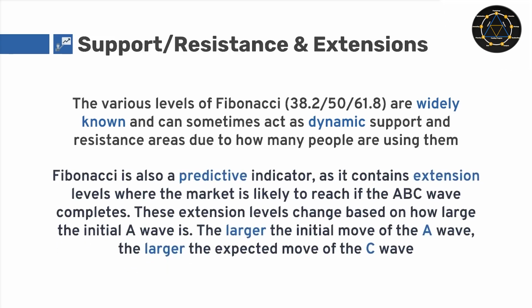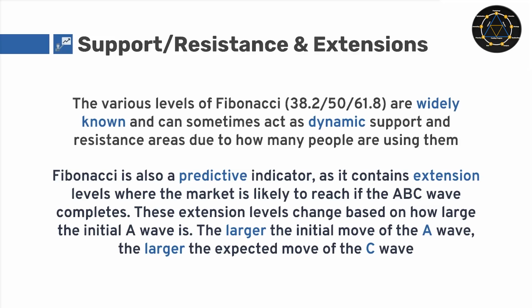So they can sometimes act as dynamic support and resistance for that very reason. Now, it can also be a predictive indicator. So when we mention the extension wave, the C leg of that ABC, the market is predicted to reach these potential Fibonacci extension areas based on how large the A is. Because if you think about it, the longer the A, the bigger the initial move, the bigger the next move could be.